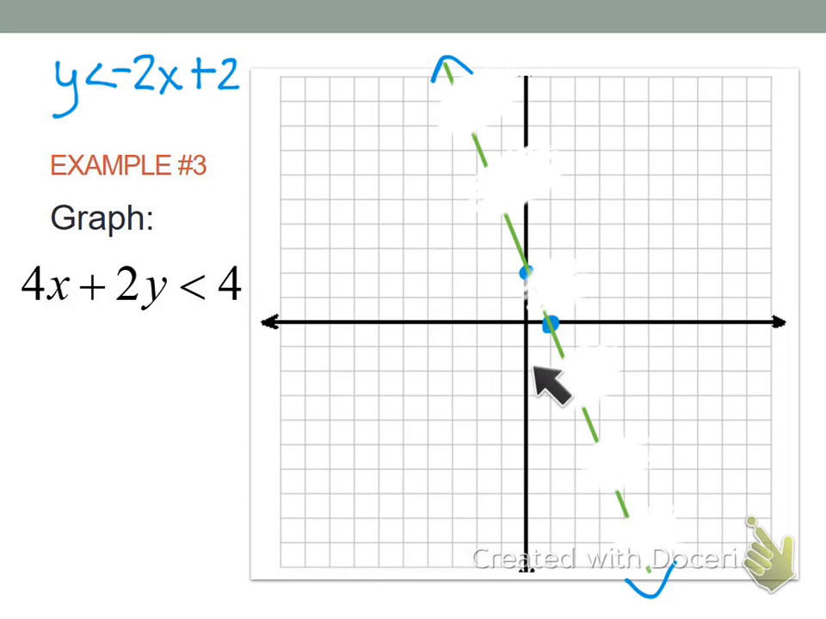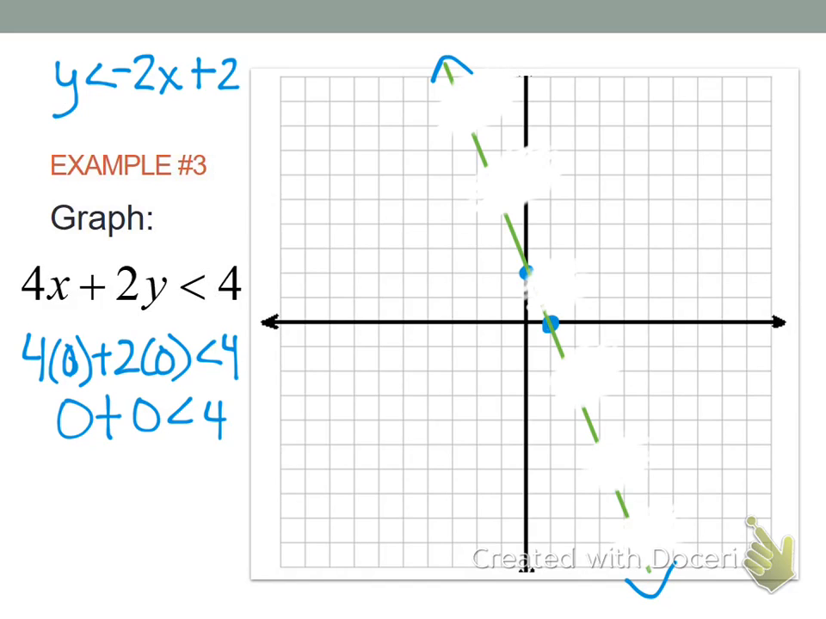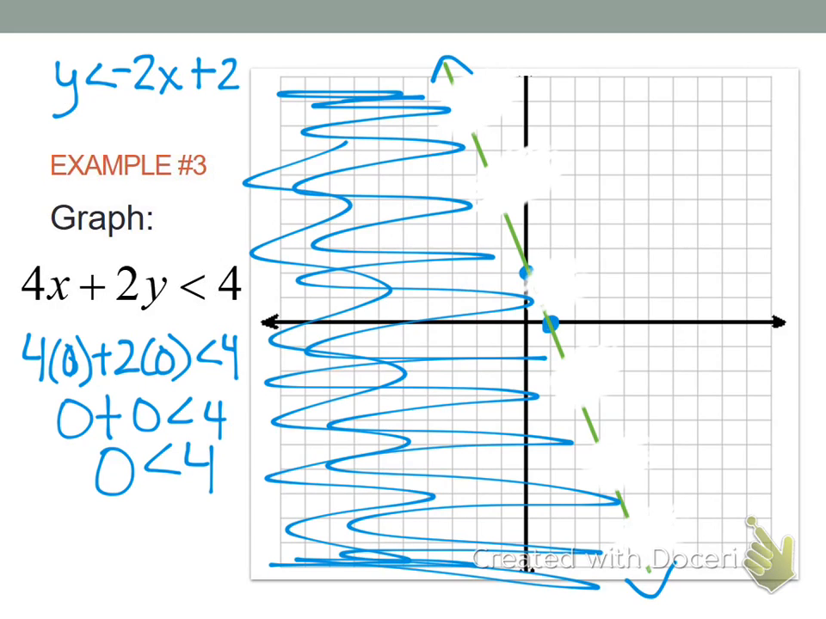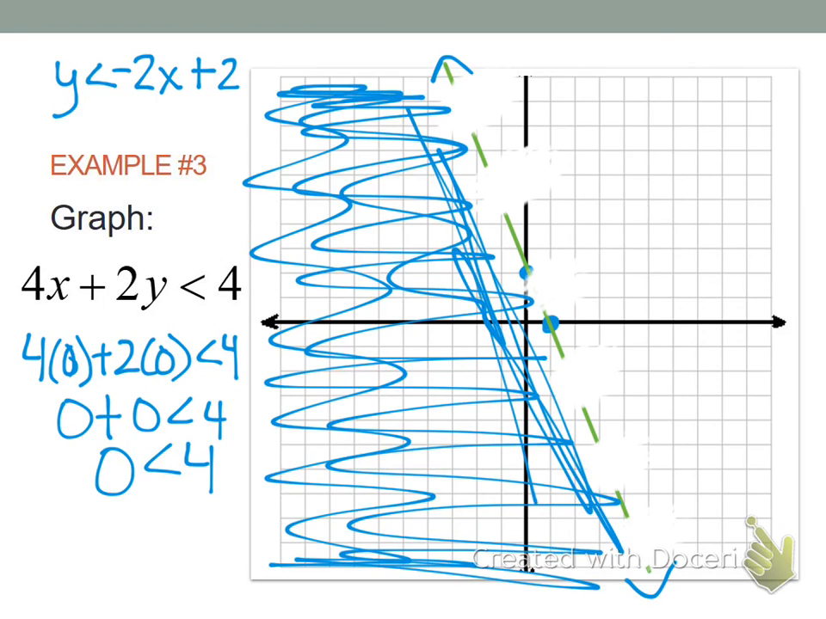Okay, so Caden was asking about our test point. We can use 0, 0 because it is not on the line that we graphed. So I like that idea. What is 4 times 0? 0. What is 2 times 0? So we end up with 0 plus 0 is less than 4. What is 0 plus 0? 0. Still 0. Is 0 less than 4? Yes, it is. So therefore, we are going to shade where 0, 0 is. So we shade this whole side. Whole thing. All the way up until our line. Top to bottom, whole thing.